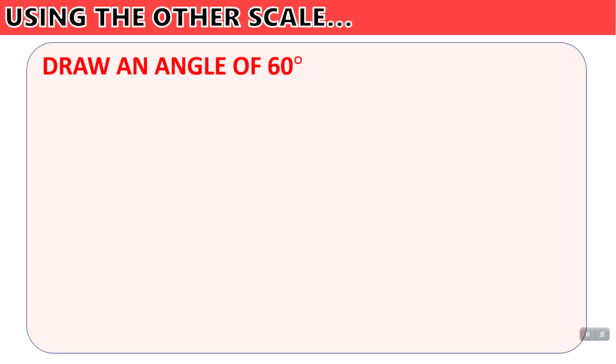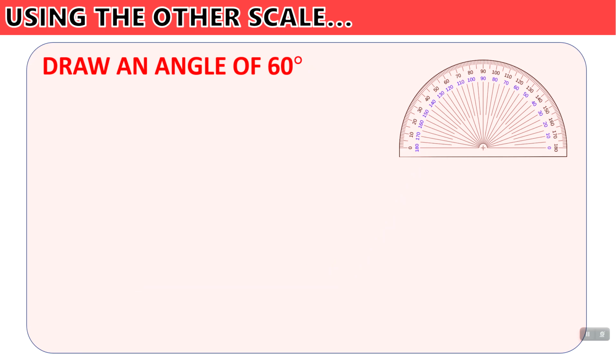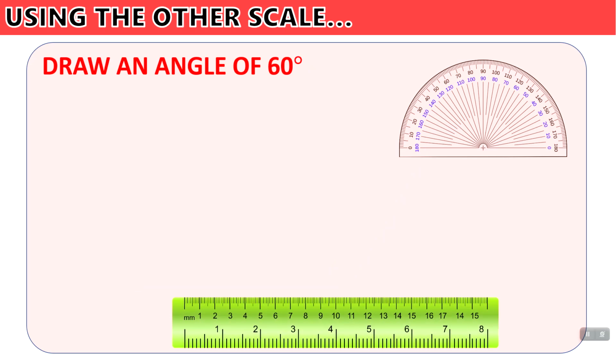Now let's draw an angle of 60 degrees, but we're going to draw our ray the opposite direction. So our protractor is ready, our ruler is ready. We will draw our first ray from left to right horizontally in this direction. Notice now that the position where the vertex is going to be is at the left of the ray. This is important to remember. This will become the vertex of the angle.